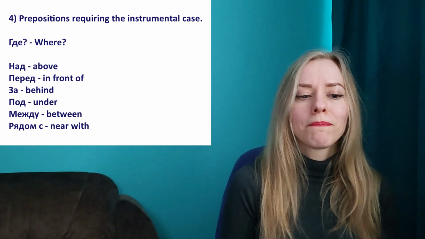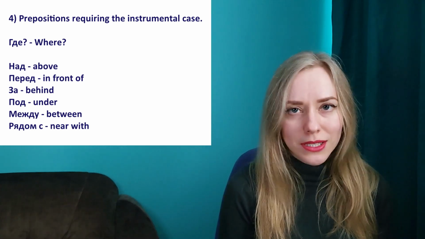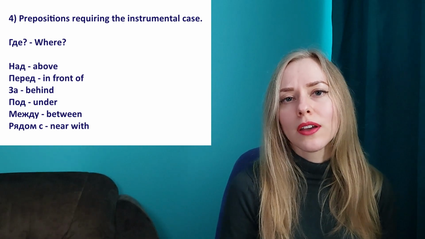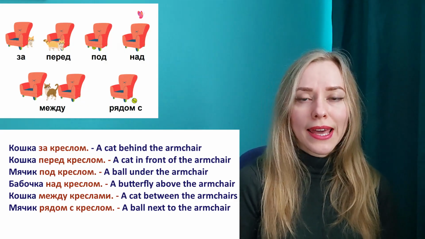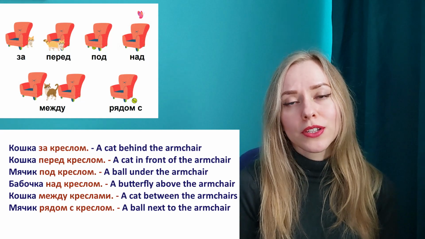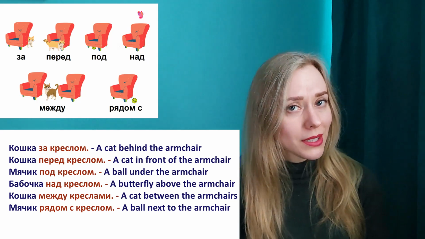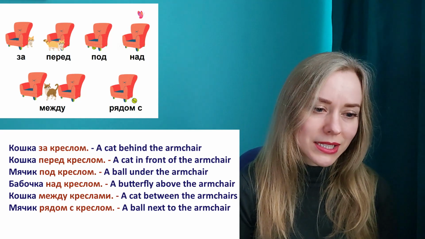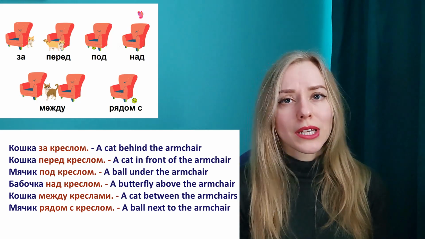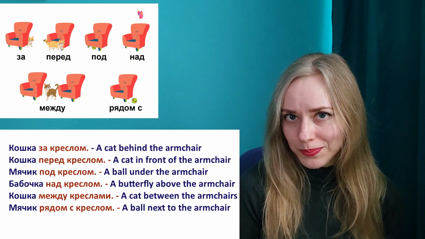We use the instrumental case also with other prepositions. For example, над, перед, за, под, между, рядом с. And here usually the sentences answer the question где. Look at the picture and let's look at the prepositions with the instrumental case. Кошка за креслом. Кошка перед креслом. Мячик под креслом. Бабочка над креслом. Кошка между креслами. It's plural. Мячик рядом с креслом. And человек за столом.